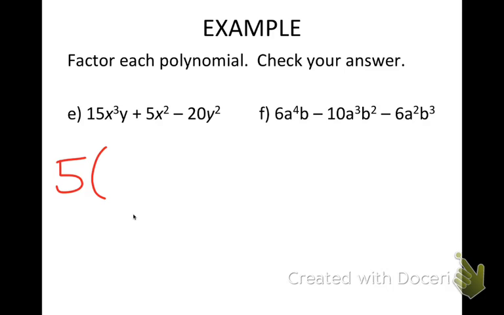So now 5 times what is 15? 3. Bring down your x to the third y. Plus 5 times what is 5? 1x squared. Bring down your minus. 5 times what is 20? 4. Bring down your y squared. Done.